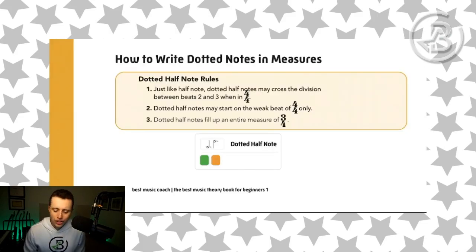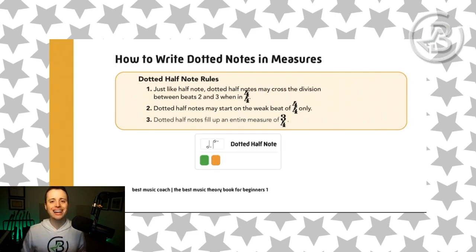In this lesson, we're going to talk about how to write dotted half notes in measures. Just like we had rules about where we could write our whole notes, half notes, quarter notes, whole rests, half rests, and quarter rests, we're also going to have some rules about where we can write dotted half notes. The first thing to understand is that, just like regular half notes, they can cross the divide between beats 2 and 3. So you can write a dotted half note on beat 1 or beat 2 in 4/4, or you can just write it on beat 1 in 3/4.